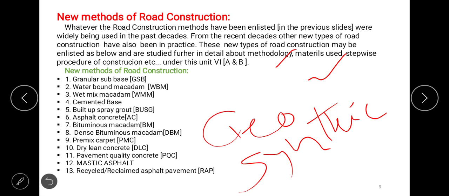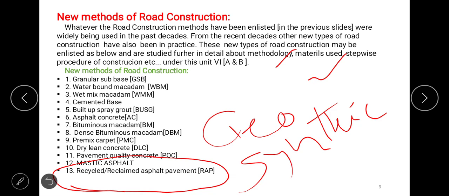Asphaltic concrete, that is AC, is also an older one. Bituminous macadam, BM, is also an older one. Dense bituminous macadam, DBM, is just a modified version of BM. Then premix carpet, PMC, dry lean concrete, DLC, pavement quality concrete, PQC, mastic asphalt, recycled or reclaimed asphalt pavement, RAP, means this is more effective, not only economical.